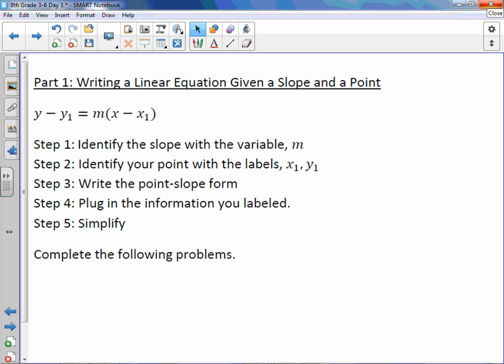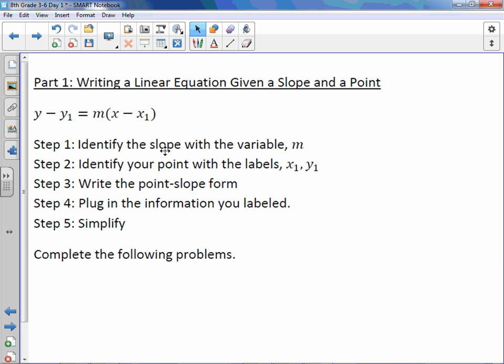So when we're writing an equation of a line, we can have as little as a slope and a point. Okay? This equation we see is called the point-slope form because in it you can see a point and a slope. Let me explain.